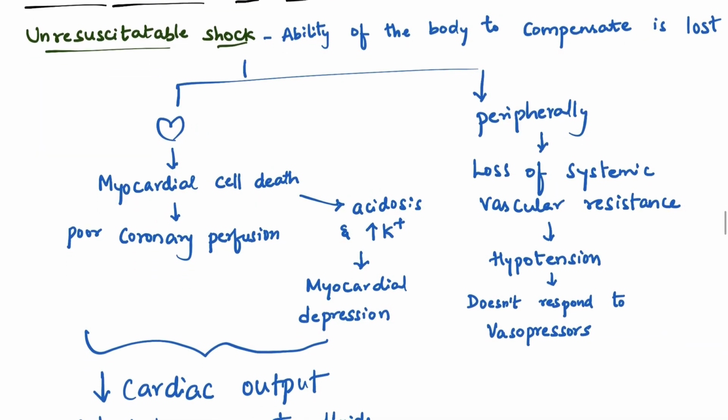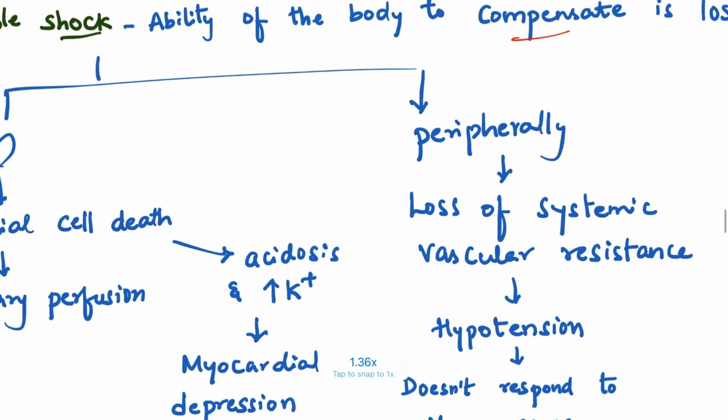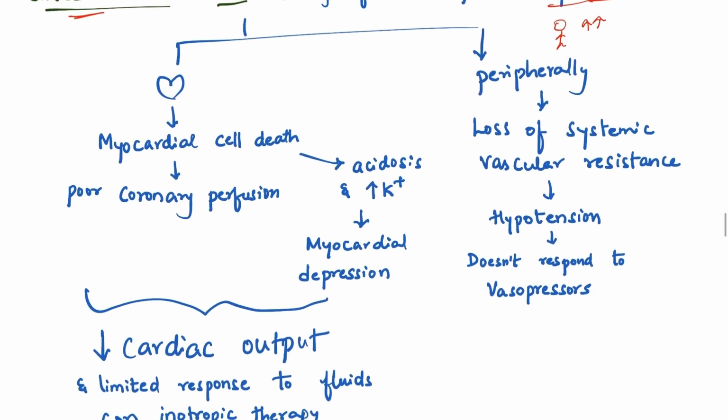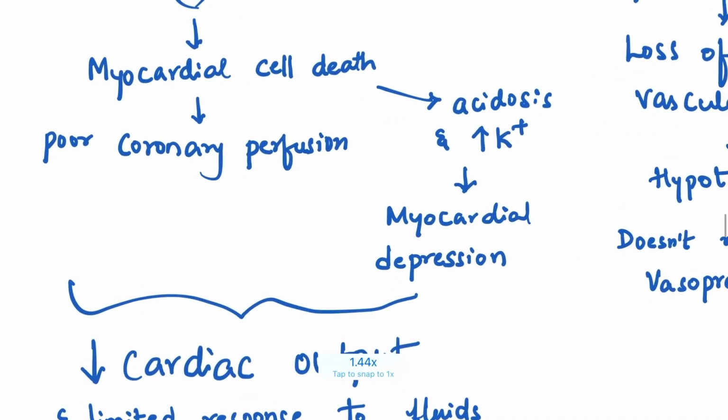How will the body cope with all this? This is the unresistable shock. So the body will say, no, I can't do work today. The body will feel tired after doing so many things to compensate the shock. The ability of the body to compensate is lost. At the level of the heart it will show some action, and at the peripheral level it will show some action. At the level of the heart, there will be myocardial cell death.